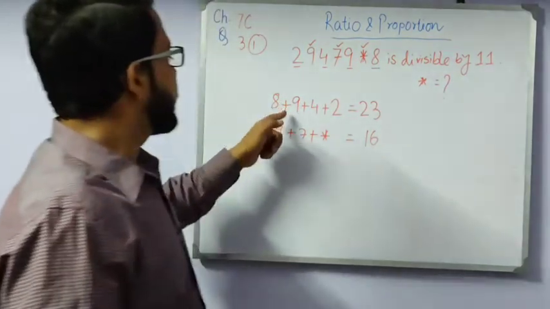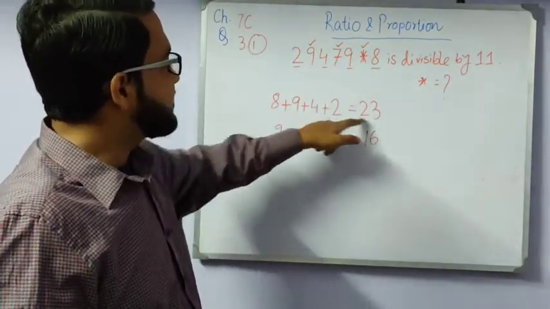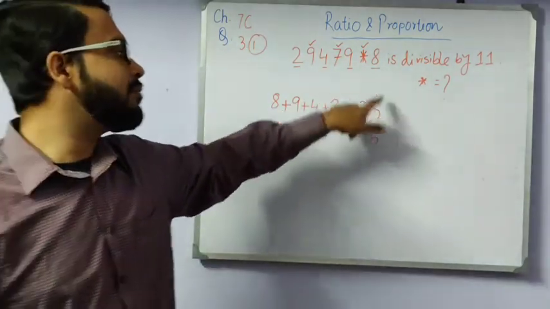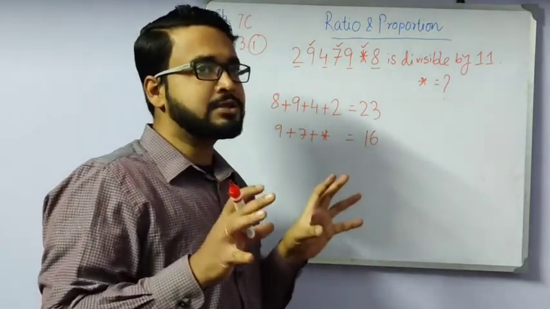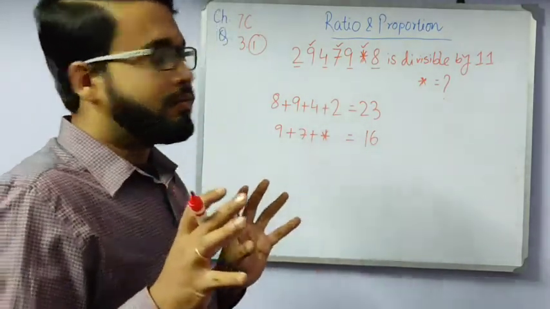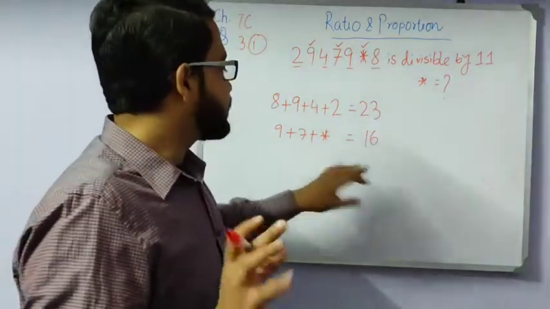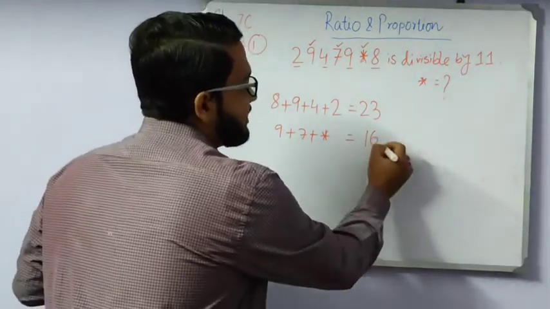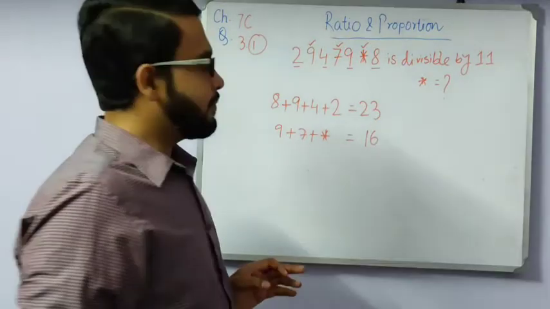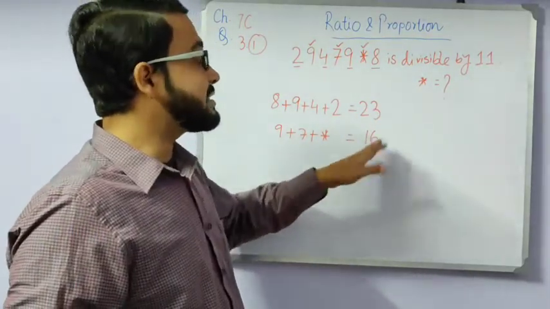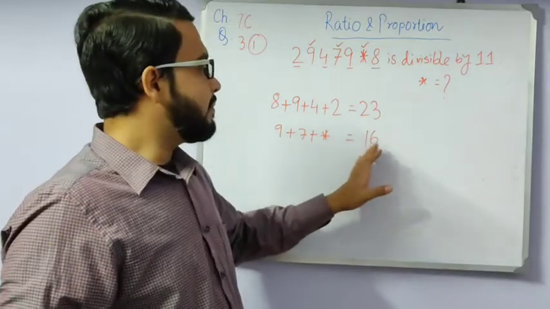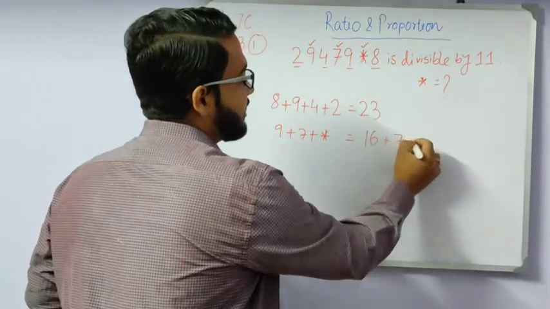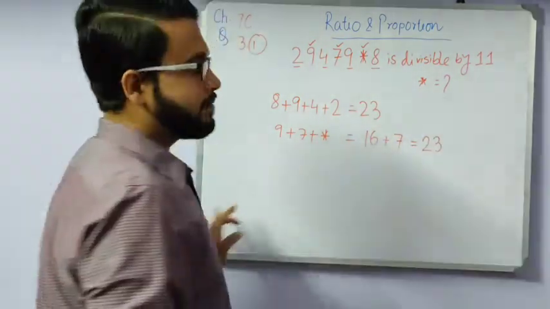Got it? So the odd places sum is 23 and the even places sum is 16. So from these two numbers we have to find out whether the difference is 0 or a multiple of 11. So how can we find it? These 16 have to be 23. So 23 करने के लिए 16 के साथ क्या ऐड करना पड़ेगा? 16 plus 7. If we add 16 plus 7, then we get 23.